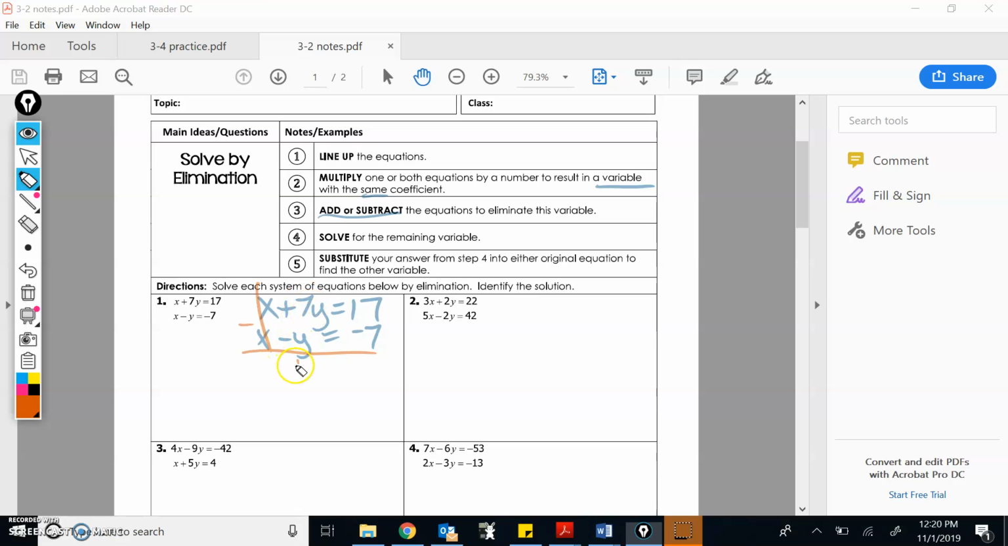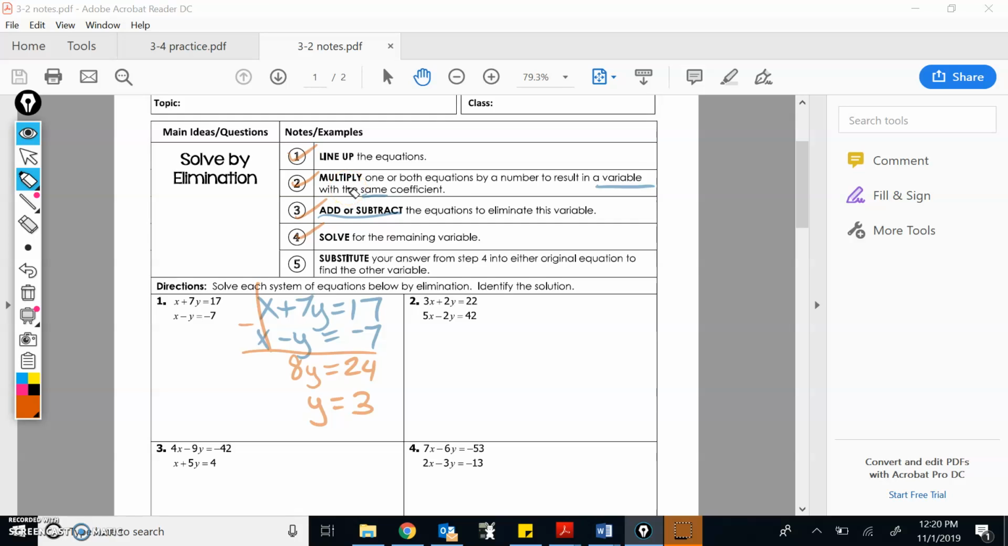The y's now become 8y's. Be careful. 7 minus negative y is a positive 8y. And then a 17 minus negative 7 is a positive 24. Dividing both sides by 8, we get y to be 3. So we lined them up. We multiply. Well, we didn't have to multiply. Here we subtracted, and we solved.